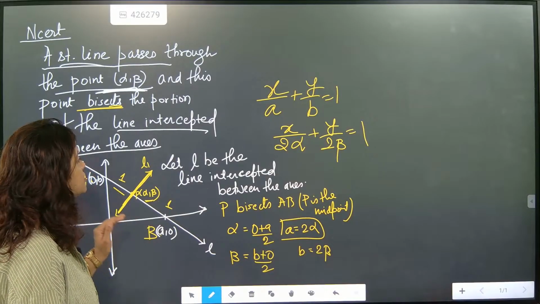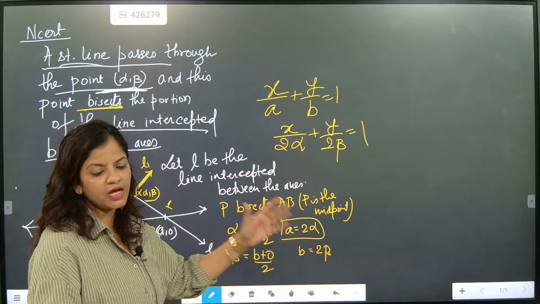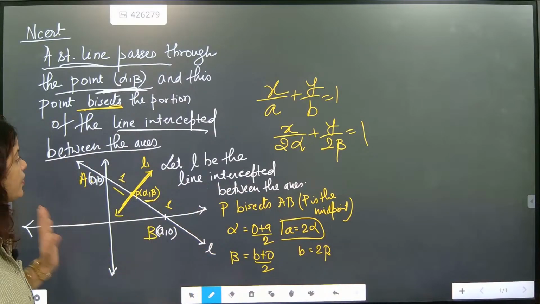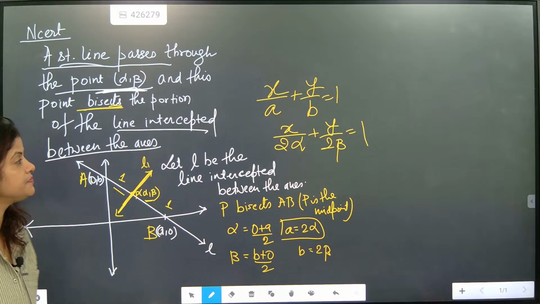Fine. So here this is the most important thing: x by 2 alpha plus y by 2 beta equal to 1. So this is the way you have to solve the question. Now I'll go for the next question, please.